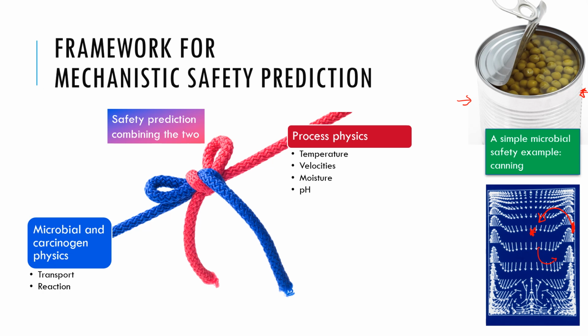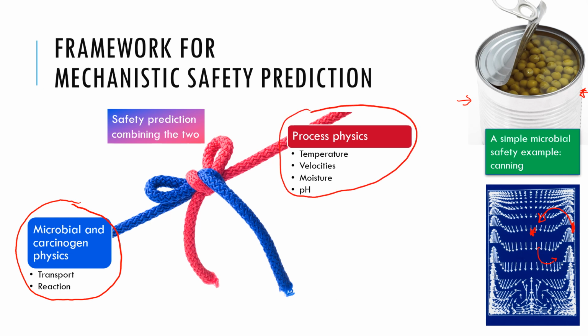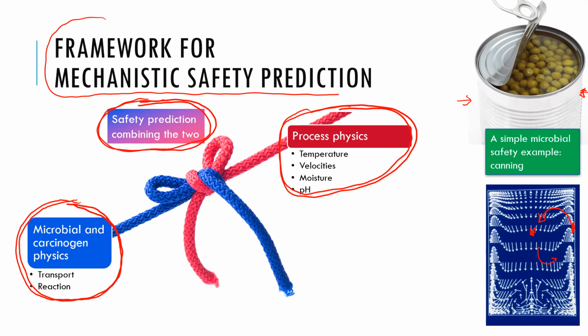Likewise for carcinogen, again we have to combine the two physics. So we have to combine for each scenario either the microbial or the carcinogen physics with the process physics to get safety prediction. So again, to repeat, the microbial or the carcinogen physics will need to be combined with process physics to get safety prediction. That is the main idea for a framework, a quantitative, a mechanistic framework for safety prediction.